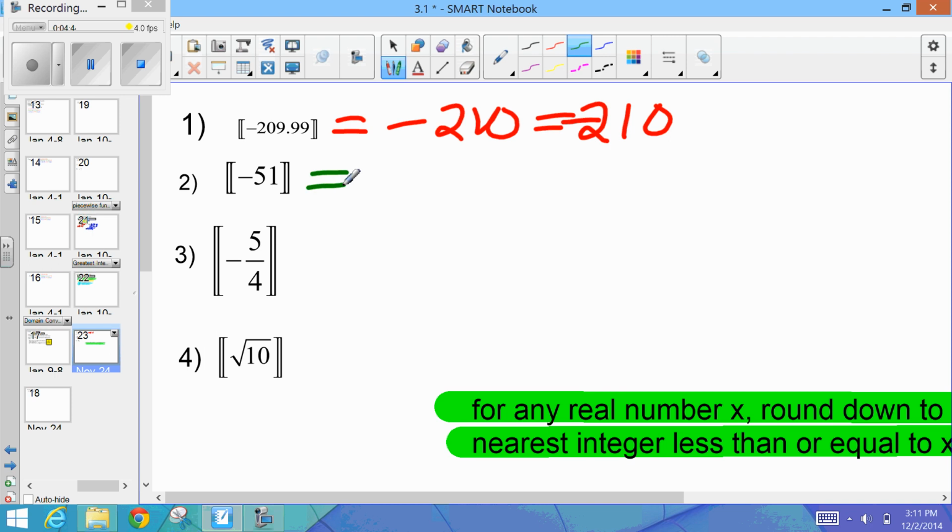Okay, I've got some more negative numbers. Keeping in mind, we have to go smaller than or equal to. So for problem number 2, I'm being given an integer input, so it's okay for the output to be equal to the input. And so the closest number that is less than or equal to negative 51, that's an integer, is negative 51.